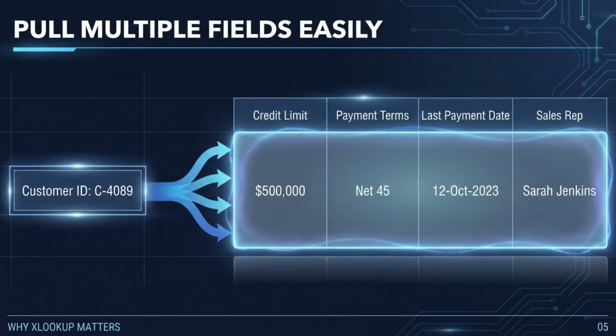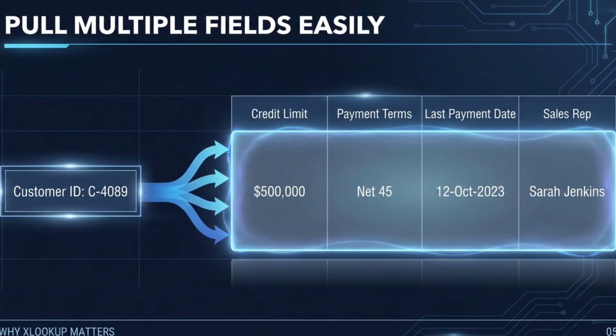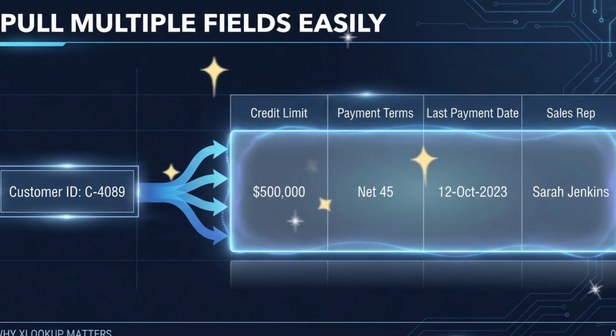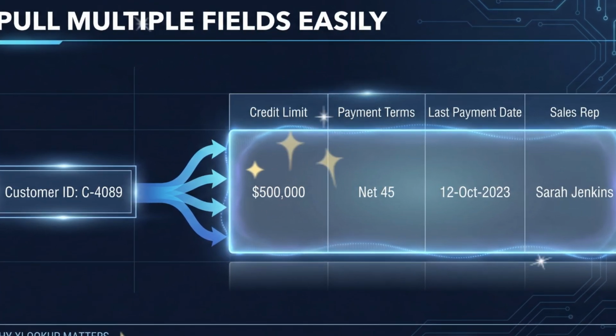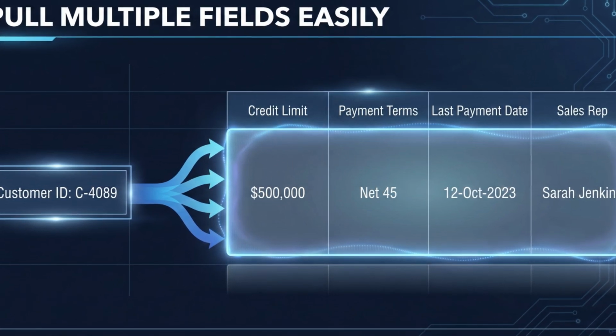Once you find the customer, you can pull anything else linked to that ID: credit limit, payment terms, last payment date, or sales rep. Just change the return column. One lookup value can return many different fields, making your reports cleaner and faster.